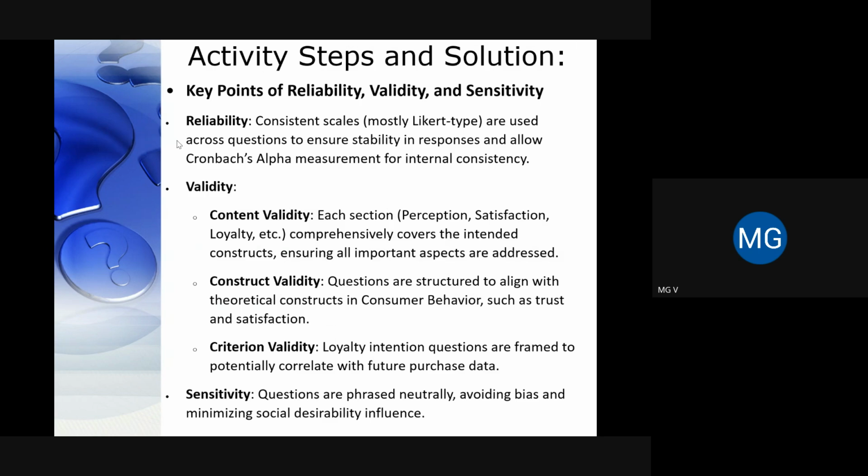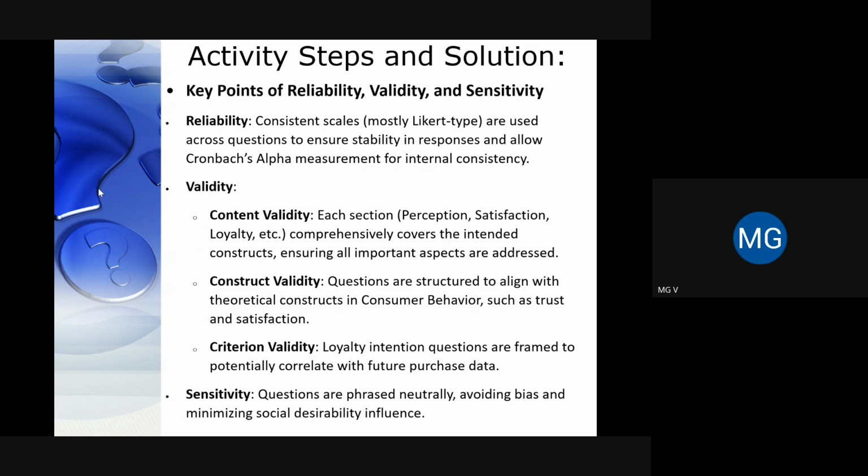Key points of reliability, validity, and sensitivity must be taken care of. So reliability, as we all know, consistent scales, mostly Likert type, are used across questions to ensure stability in responses. You should know the purpose also. The external expert may ask, why only Likert scale have you used? Then you can respond this way: to ensure stability in responses and allow Cronbach's alpha measurement for internal consistency.